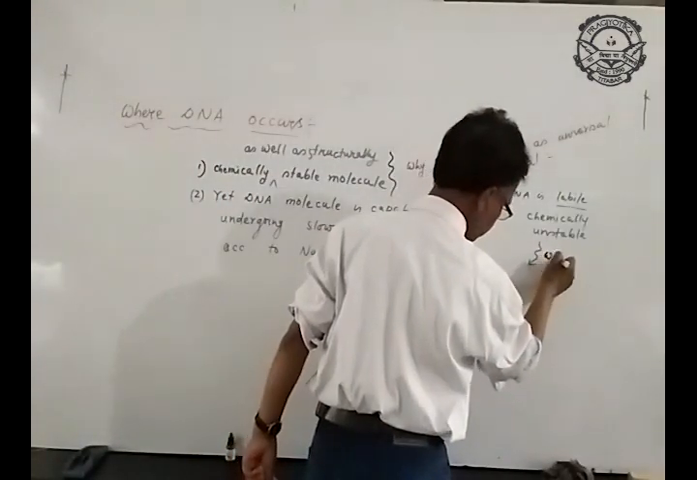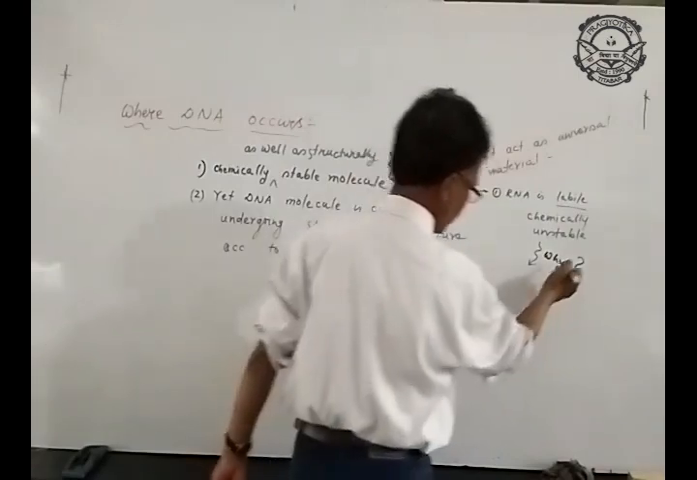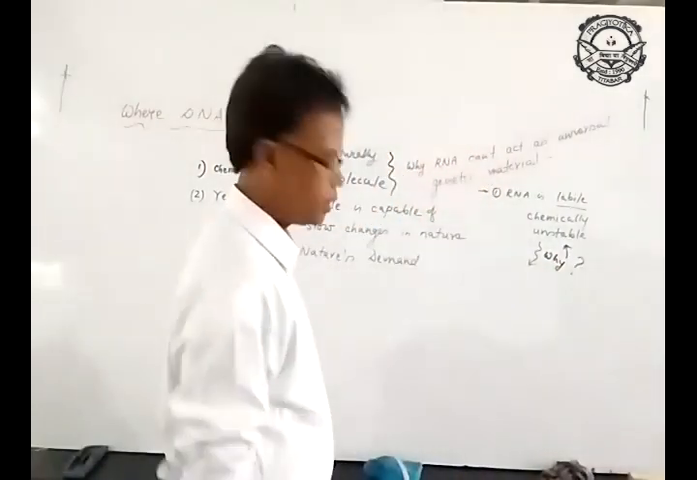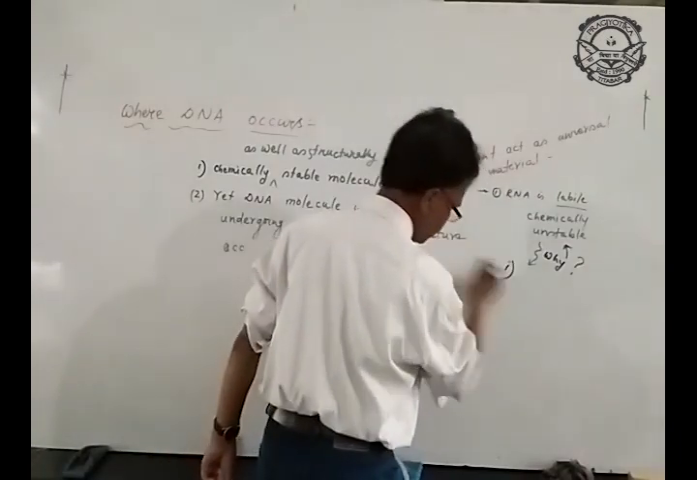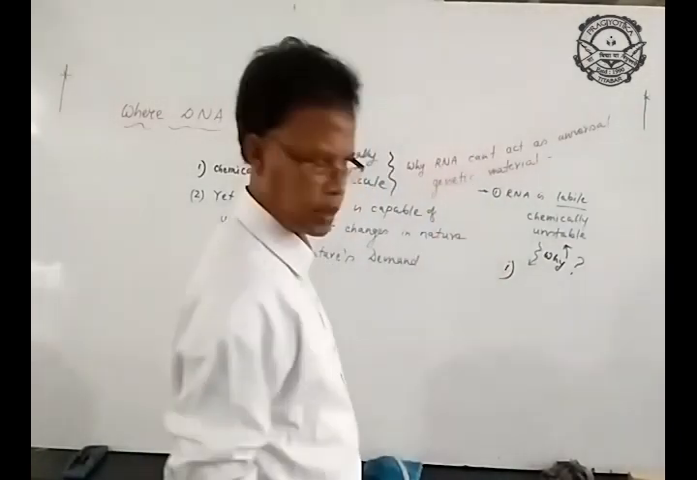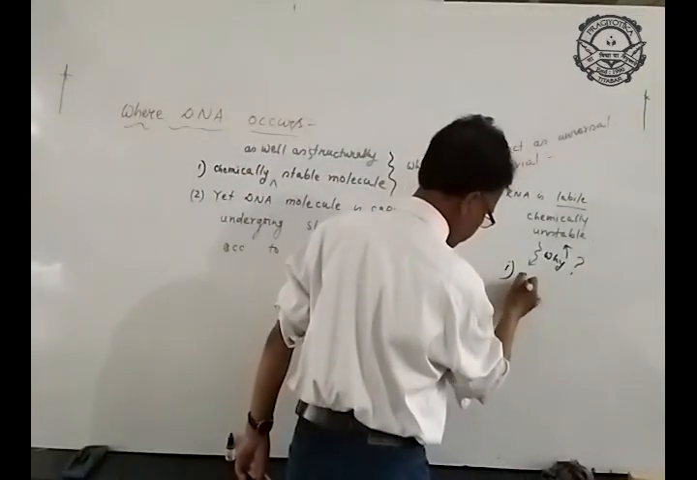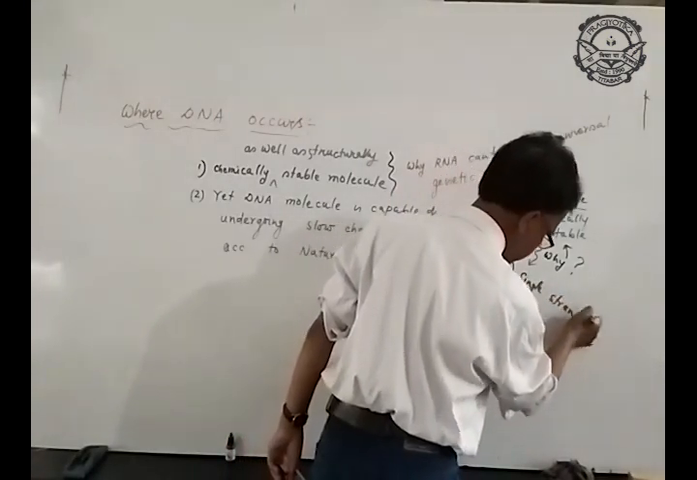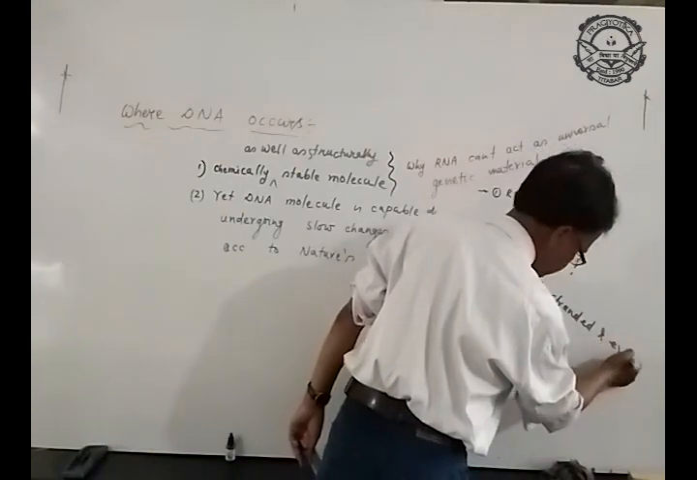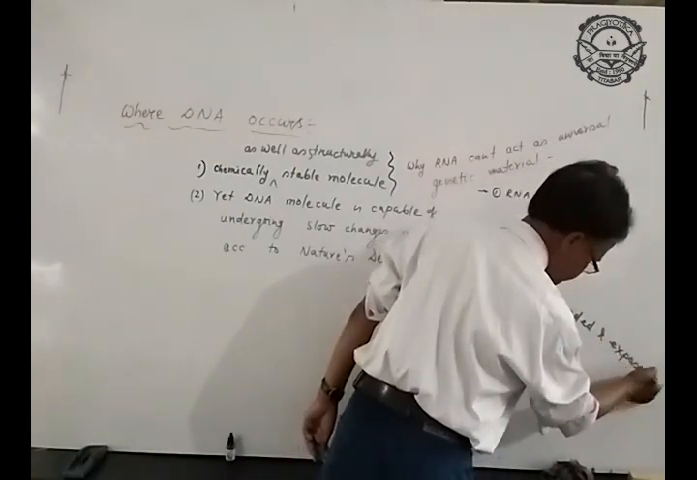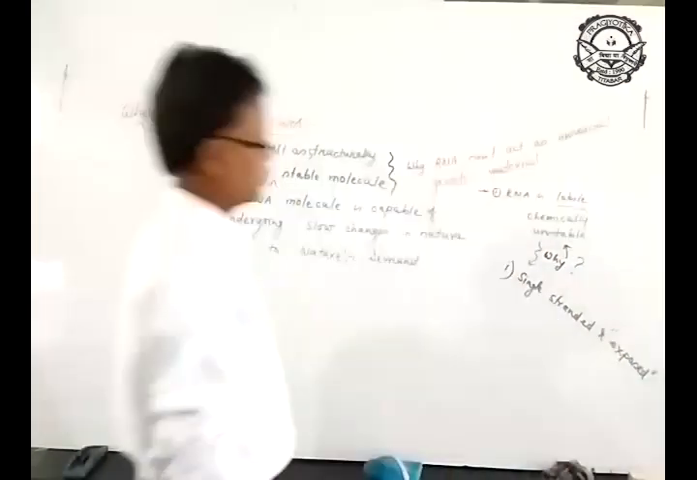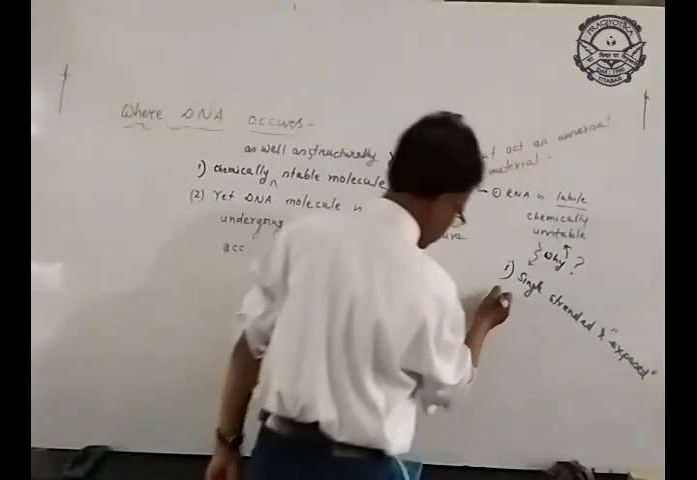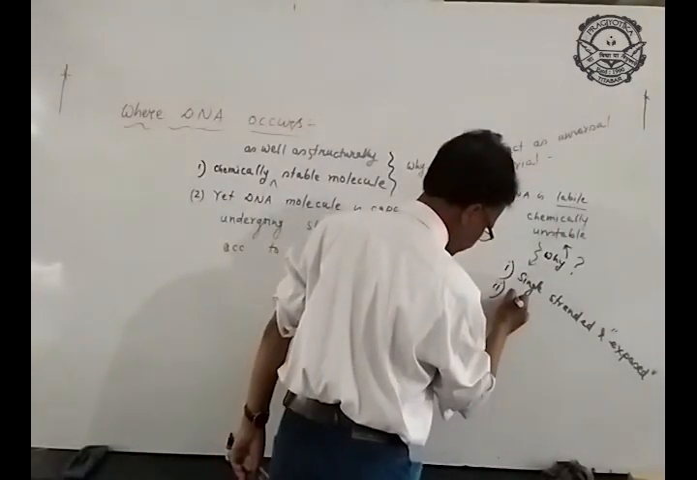Why is RNA unstable? Number one, it is a single stranded and exposed molecule.